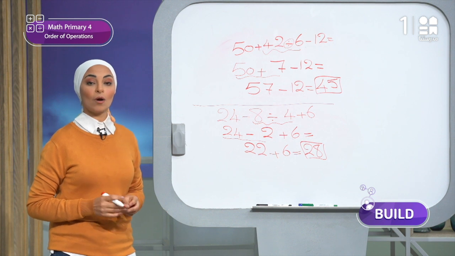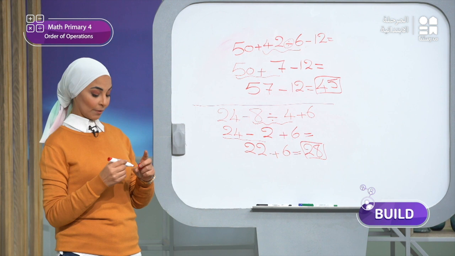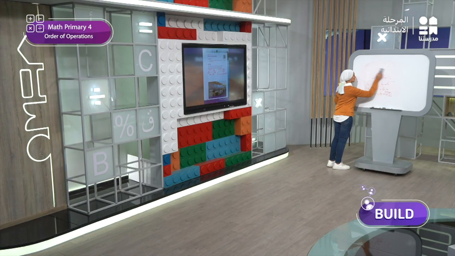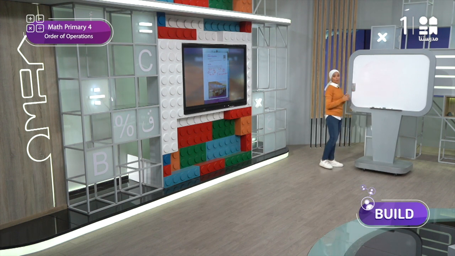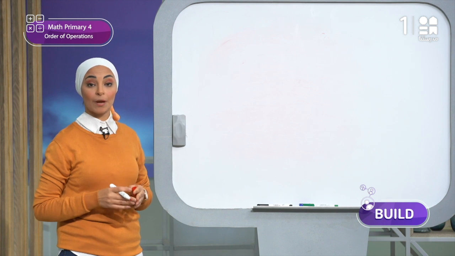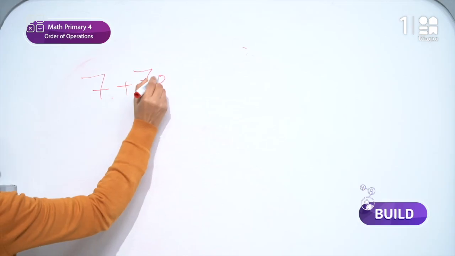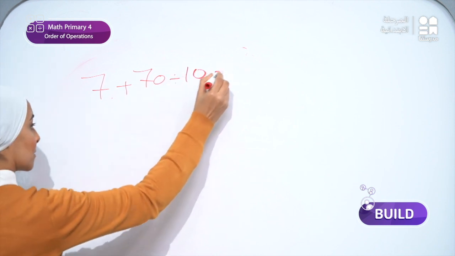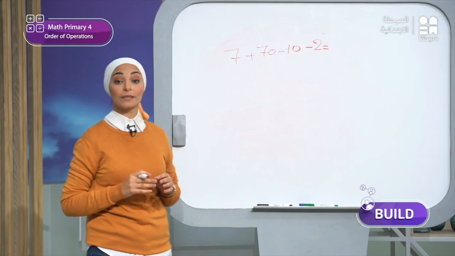Okay, and now after you have finished, let's review the answers all together. And please, let's write the problem first. The problem is 7 plus 70 divided by 10 minus 2. Okay, this is my problem. So, I will start with the division.